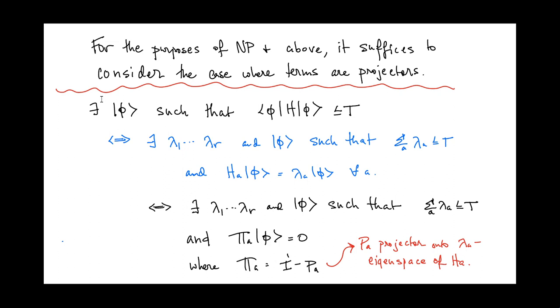And now I don't even have to consider the actual terms themselves. I can think of just projectors. If I think of P_A as the projector onto the lambda_A eigenspace, I can now take identity minus P. So this Pi_A is zero everywhere H_A is zero, and everywhere H_A is non-zero, Pi_A is one. So it is a projector. If my state is in fact an eigenvector of each individual term with the corresponding lambda, then if I consider a new instance using these projectors instead of the individual terms, the state is a ground state and it's frustration free. So for the purposes of NP, we can consider the frustration-free case.